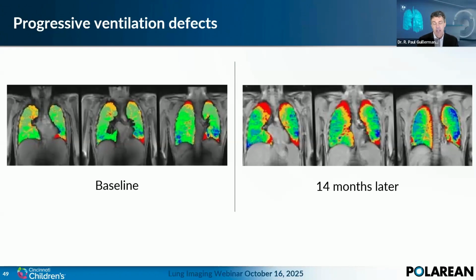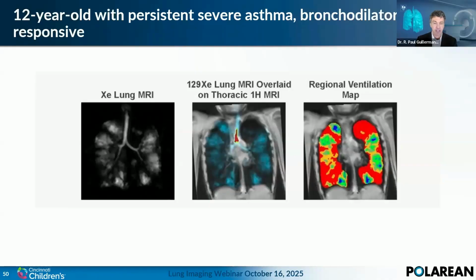And this is showing a xenon study that was done a little over a year after the initial one. And you can see that progression in their ventilation defects as a result of their airways disease from their recurrent airway infections. And again, a method to do serial surveillance of patients without imposing radiation exposure on them.